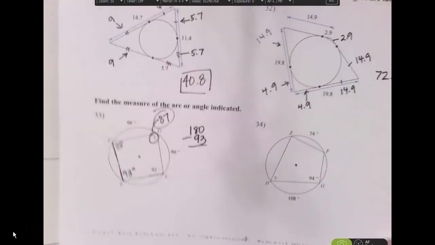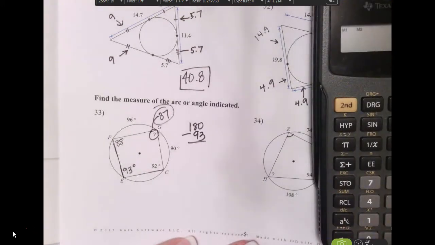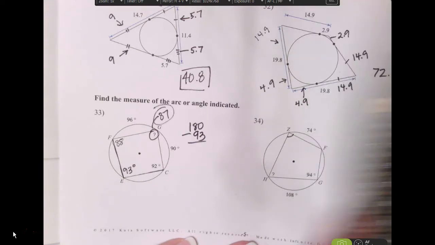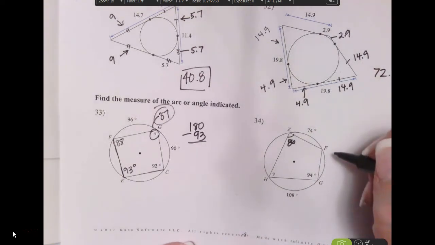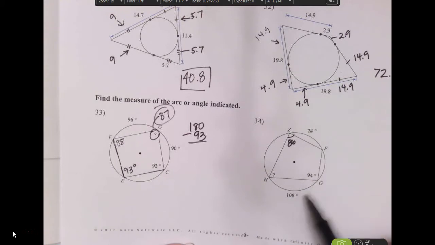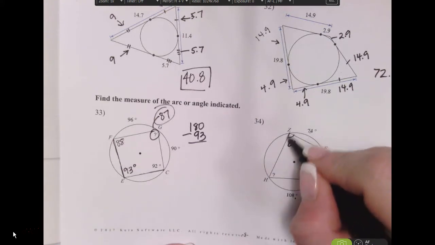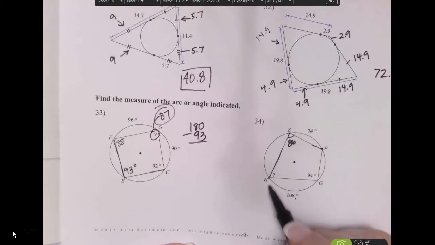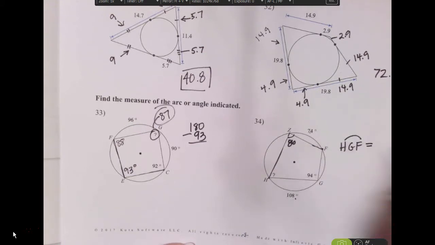And let's see if we can do something similar on number 34. First of all, I've got a 94 here, so that must make that angle 180 minus 94. So that's going to be an 86. Then I've got some arc lengths here. Oh, okay. So this 86, you can see that's inscribed. So this whole arc HGF is going to be double of 86. So that's going to be 172.